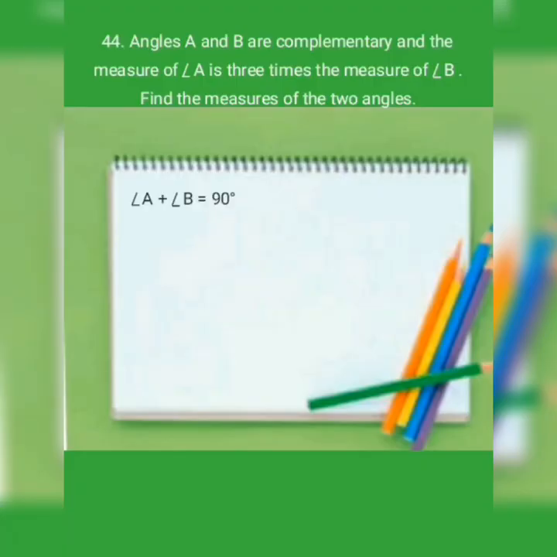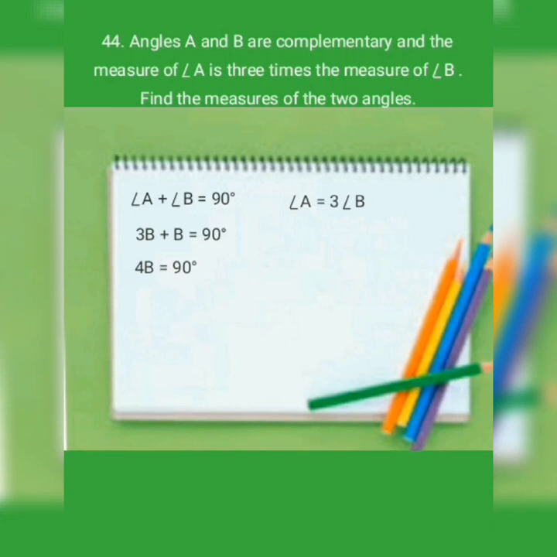Angles A and B are complementary, and the measure of angle A is 3 times the measure of angle B. Find the measures of the two angles. Since the measure of angle A is 3 times the measure of angle B, this is represented as A = 3B. So, 3B + B = 90 degrees, since angles A and B are complementary. 3B + B is equal to 4B. The working equation will be 4B = 90.